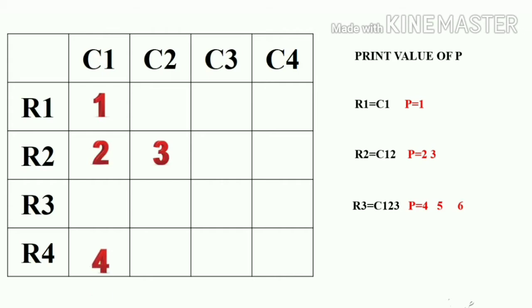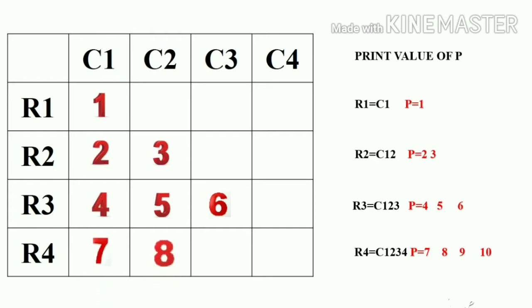In the third line, when the row is equal to 3, at that time we have to print the value of p, 4 in the place of column 1, 5 in the place of column 2 and 6 in the place of column 3. When the row is 4 we have to print the value of p, 7 in the place of column 1, 8 in the place of column 2, 9 in the place of column 3 and 10 in the place of column 4.